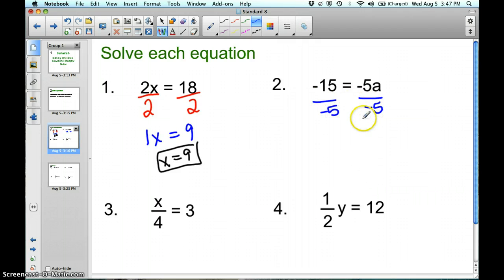Okay, make sure you bring that negative along with your 5. So negative 15 divided by a negative 5, a negative divided by a negative is going to give me a positive 3 equals, and then negative 5 divided by negative 5 is going to give me a positive 1a. Okay? Again, we don't have to write the 1 in front of the a, so I'm just going to bring down my a. So my answer would be 3 equals a, or a equals 3. It doesn't matter how we write it.